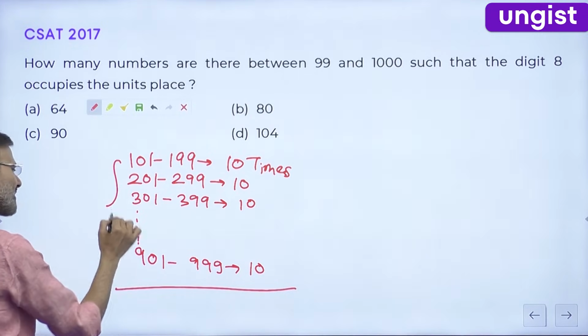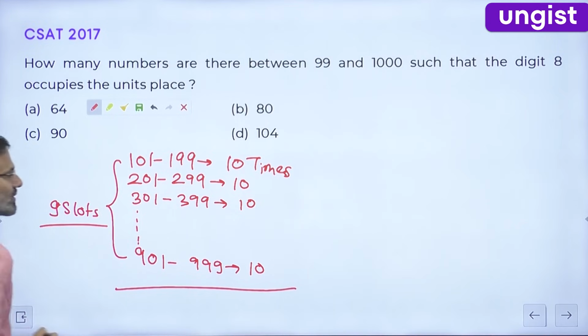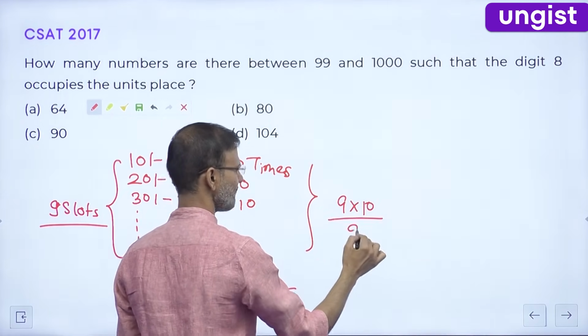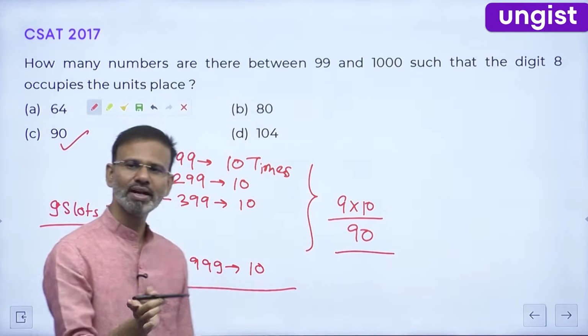Friends, how many slots are there? There are 9 slots, right? So the answer is 9 into 10. The answer is 90. Very good. 90 is the correct answer. Friends, any doubt, any confusion, any query?